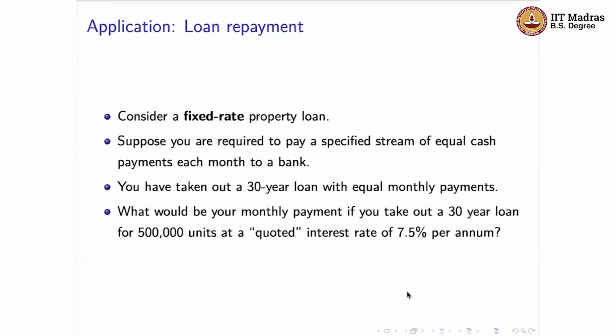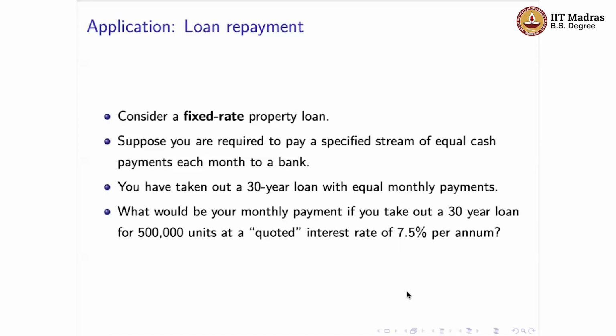Okay, so we are going to use the notion of annuities that we have studied in order to answer the following question. What should your monthly payment be if you have taken out a 30-year loan for 5 lakh units at a quoted interest rate of 7.5% per annum? Okay, so this is the question.